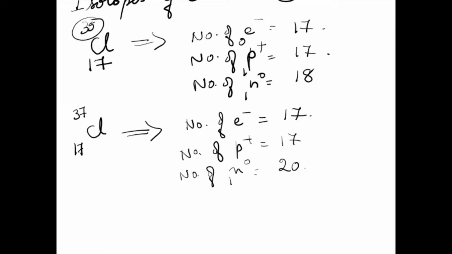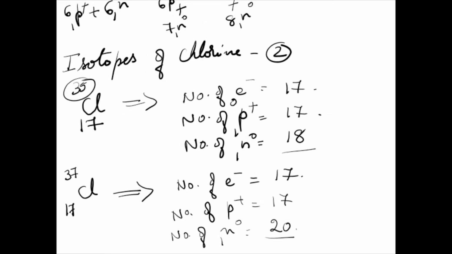Is that clear? So they differ only in the number of neutrons. The isotopes differ only in the number of neutrons. So I hope isotopes is clear to you. Now I'll give you one or two more examples.